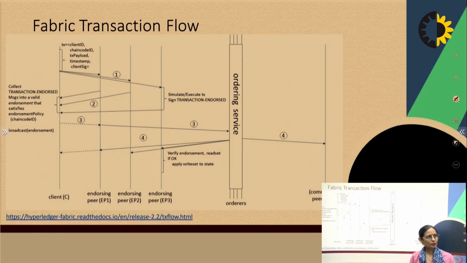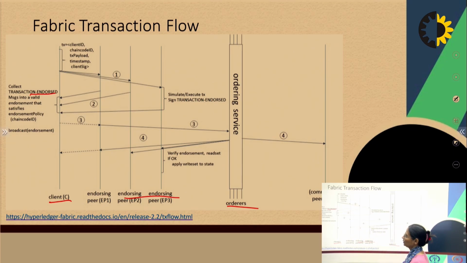Fabric transaction flow. This diagram shows how the transaction is done in the Fabric environment. So here, first we collect the transactions, that is, peer nodes. We have the client, the endorsing nodes, and the orderer nodes. We could have multiple orderers and multiple endorser nodes.